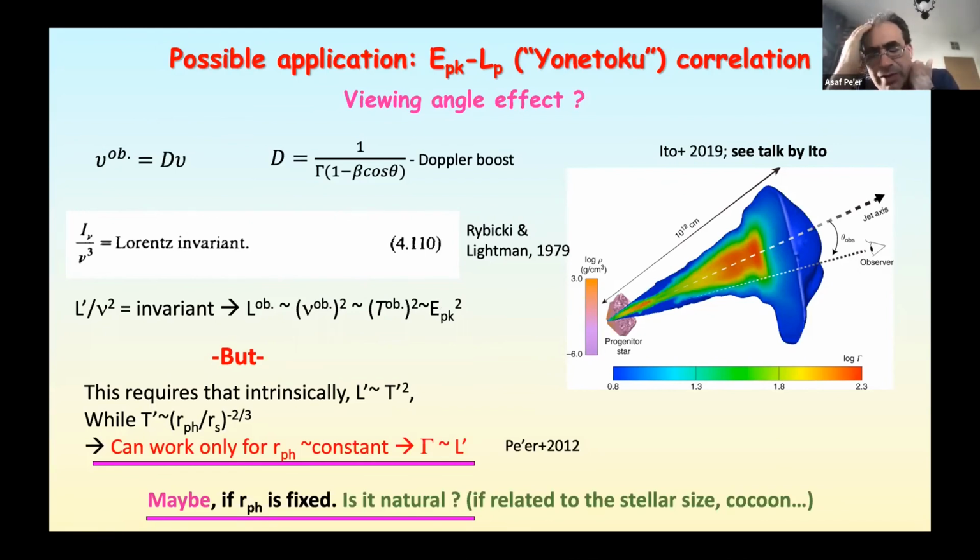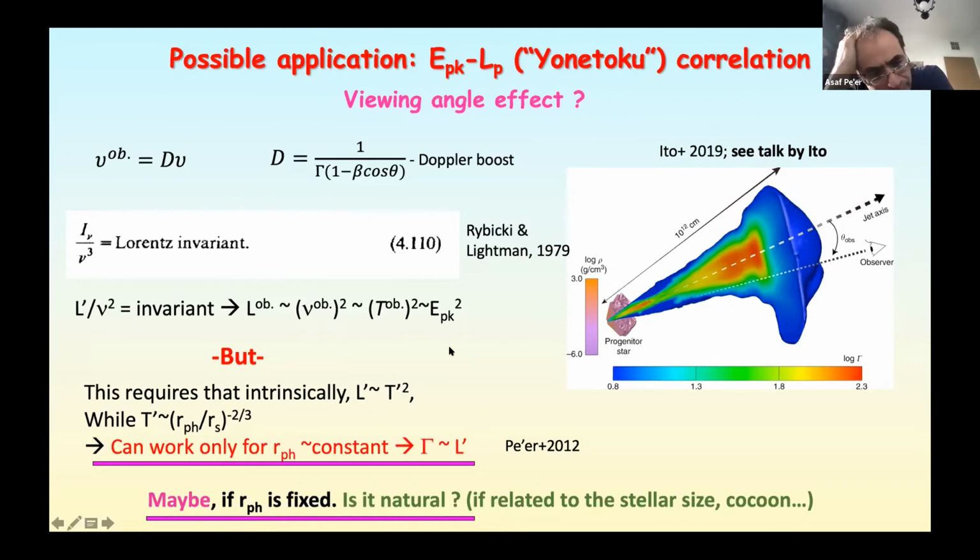However, this is not as simple as one might think, because it requires a hidden assumption, which is that intrinsically, the co-moving luminosity is proportional to the co-moving temperature squared. And the co-moving temperature varies along the jet because of the adiabatic losses above the saturation radius, which goes as the photospheric radius to the -2/3.